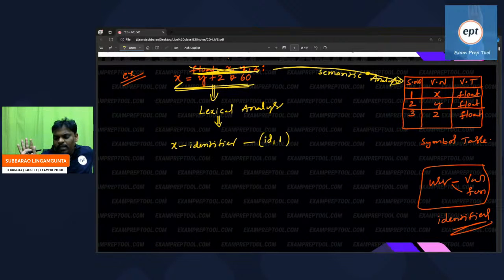When you have a token number, just show the token number inside that particular hotel, and automatically they will get to know this or that. They will get the clarity. So X is the identifier, and its token number is ID, 1. Next one, after X, the equal sign is coming.